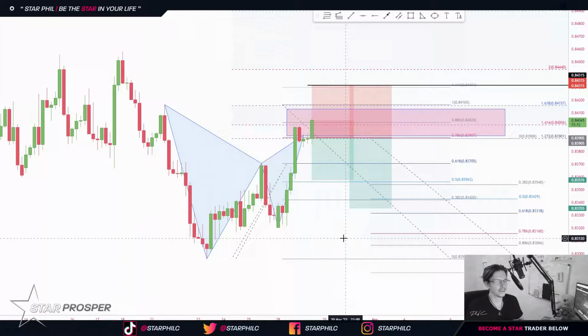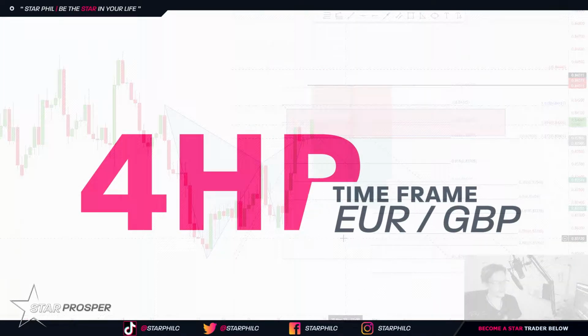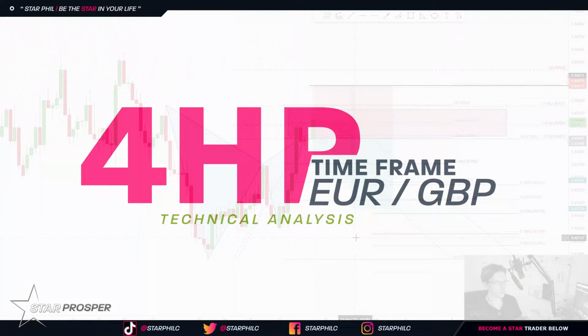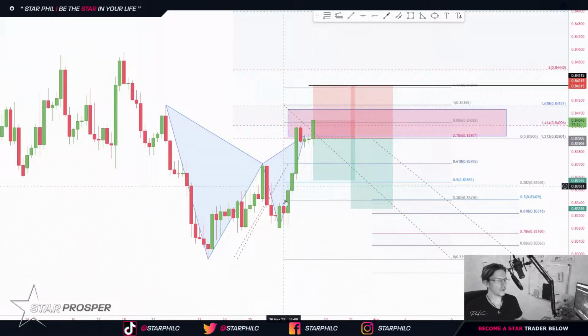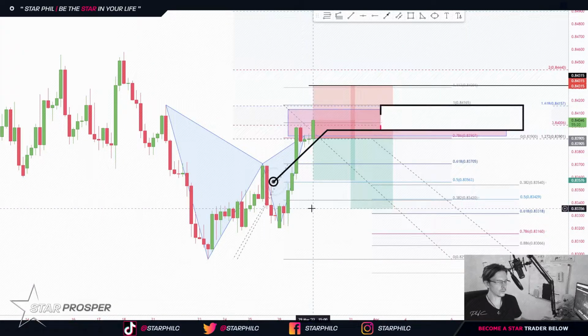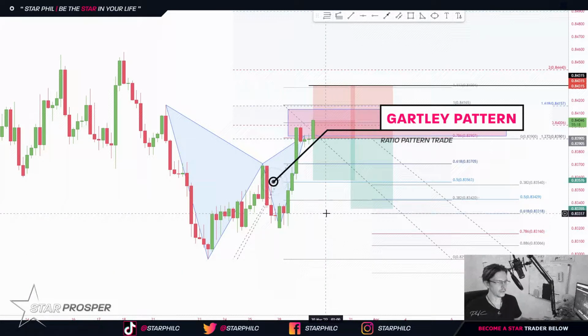So I have to do it again. I'll start again. Basically, what we're discussing here is the stop loss placement here on the euro pound. As you can see, I'm on the euro pound 4 hour time frame, and the pattern that you see in front of you is a Gartley pattern.